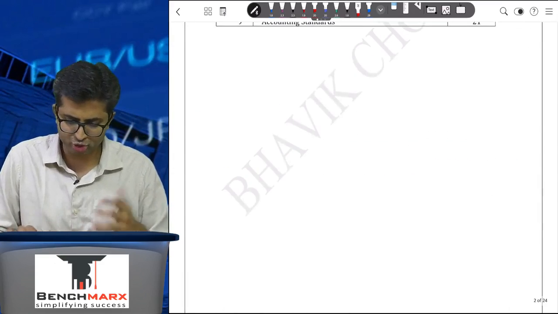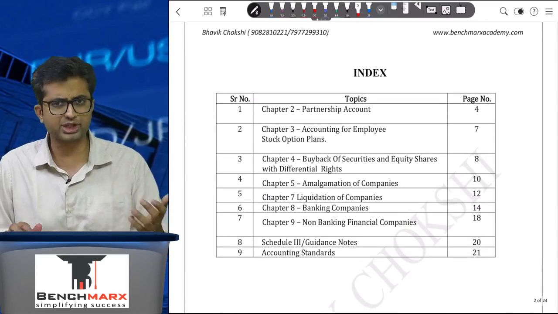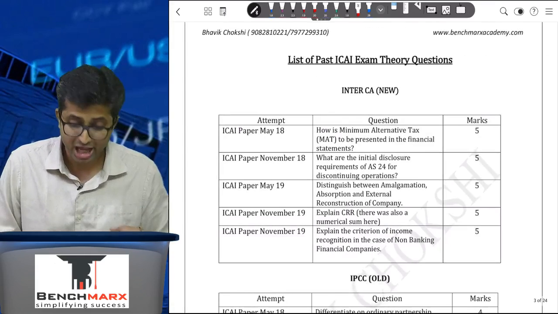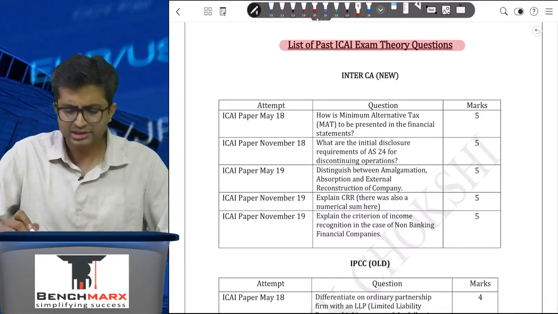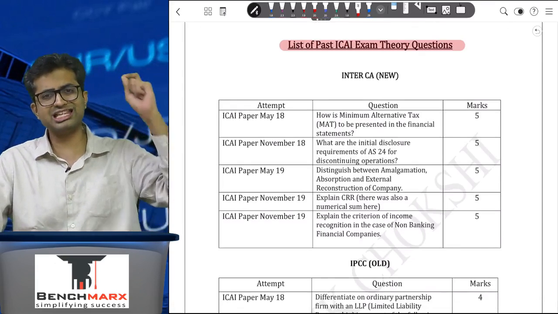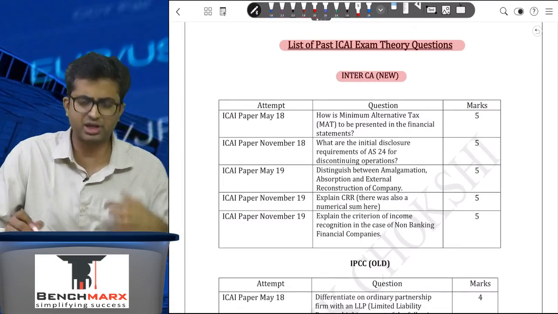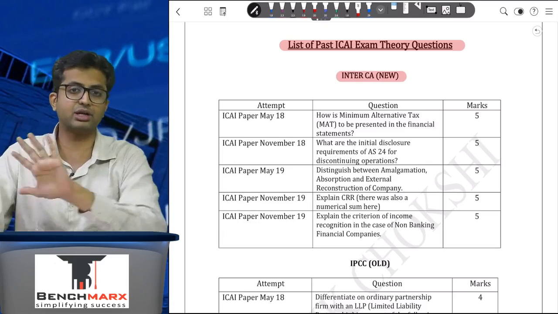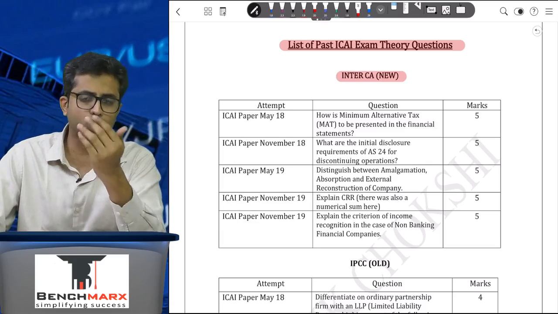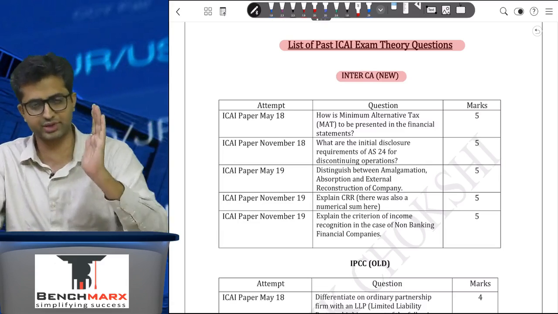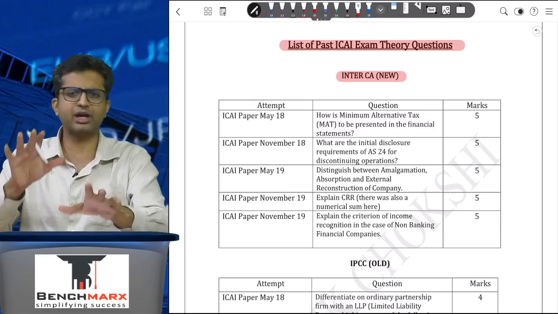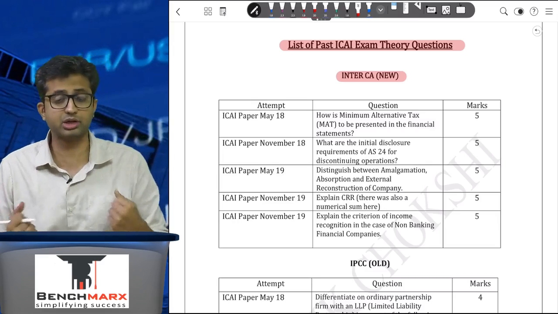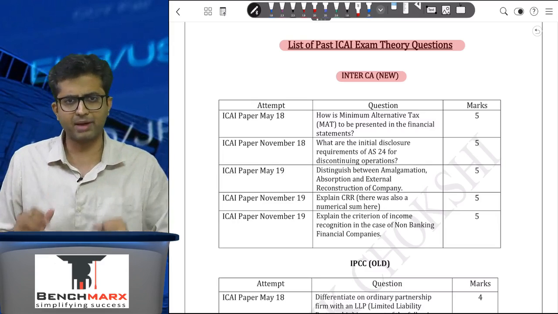So the next page you have the index. We have taken the topics that we have incorporated over here, and then I've given you the list of past exam theory questions. So just to be absolutely sure, in each and every attempt in the new syllabus, you have had a weightage of 5 marks, and that is it. So out of your total paper of 100 plus 20 marks as options, 5 marks comes as theory, and hence we have to balance the amount of time we invest over here. It's not that we should leave it, but we should balance the amount of time.